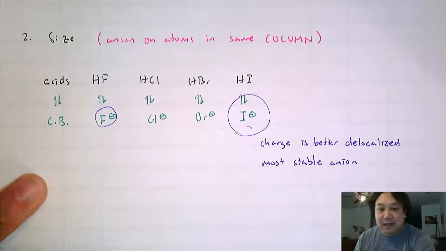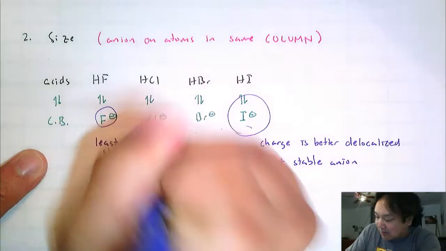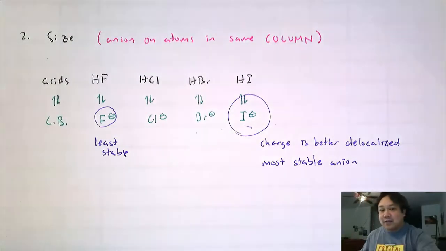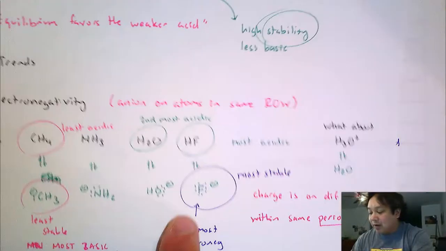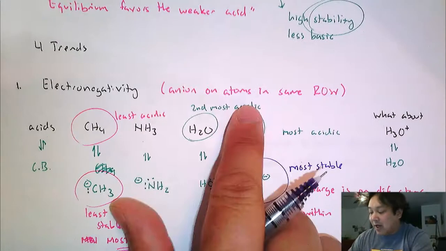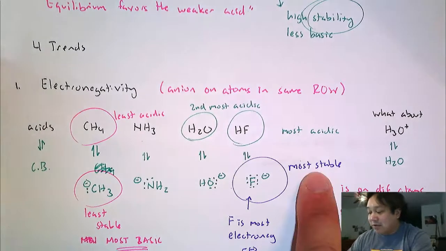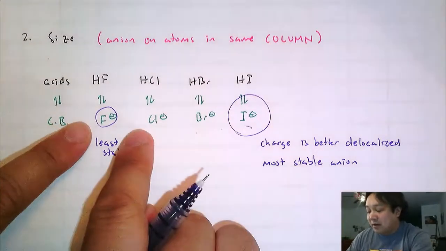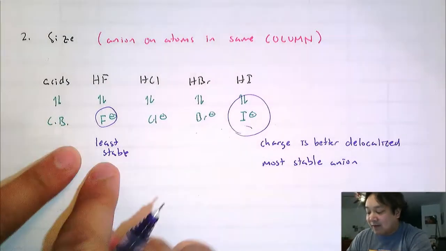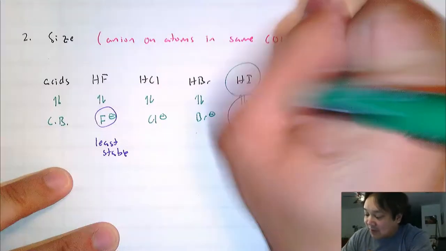That's interesting. F minus is the least stable. Did you notice F minus is the common anion for the first two trends? But when we look at electronegativity, because all the atoms with the charge are in the same row, F minus is the most stable. But in comparison to these other halides, F minus is actually the least stable. HI is the most acidic.